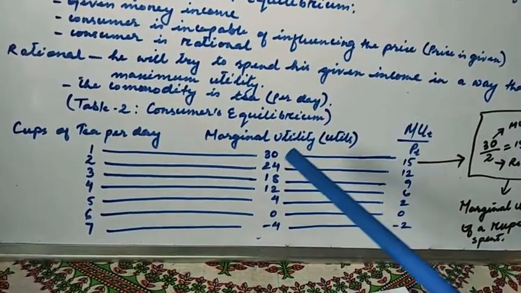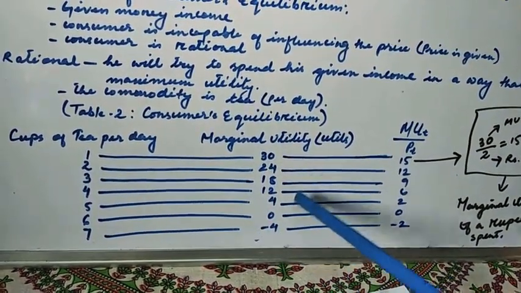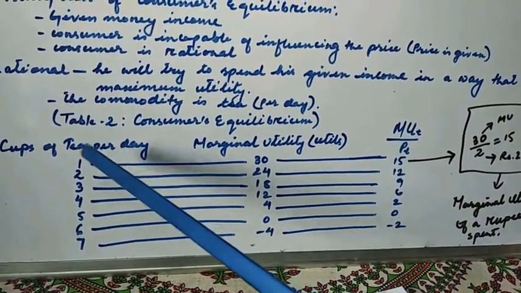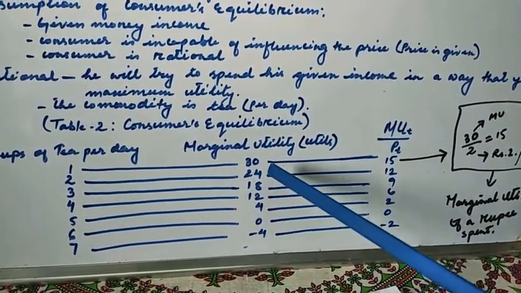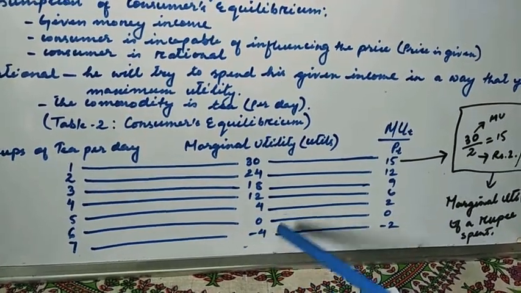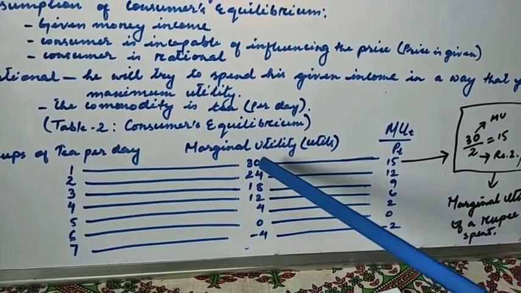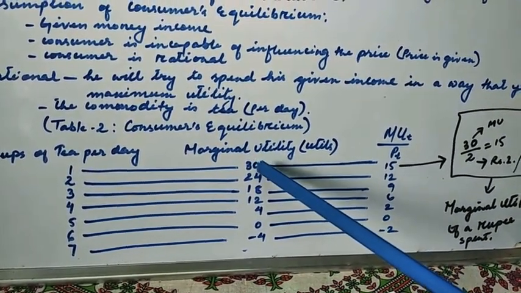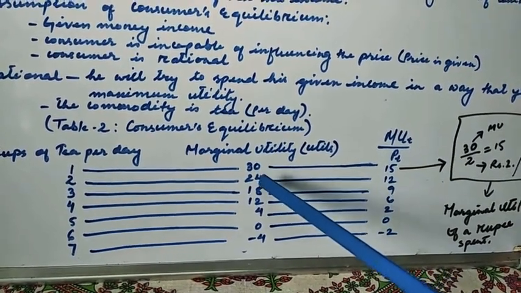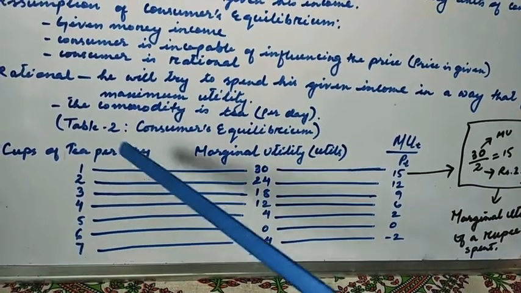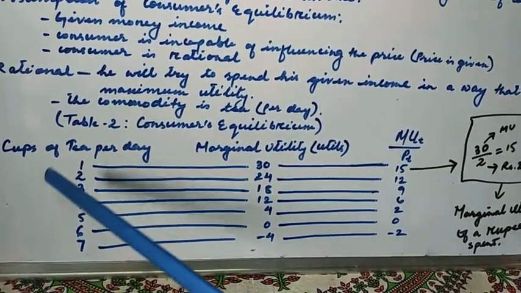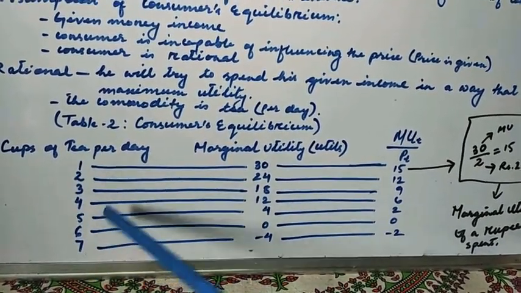Again, we have talked about diminishing marginal utility. As a consumer increases his additional amount of tea consumption, his marginal utility goes on decreasing. It has decreased from 30 to 24, then 24 to 18, and it keeps on decreasing when a consumer adds more tea to his consumption.